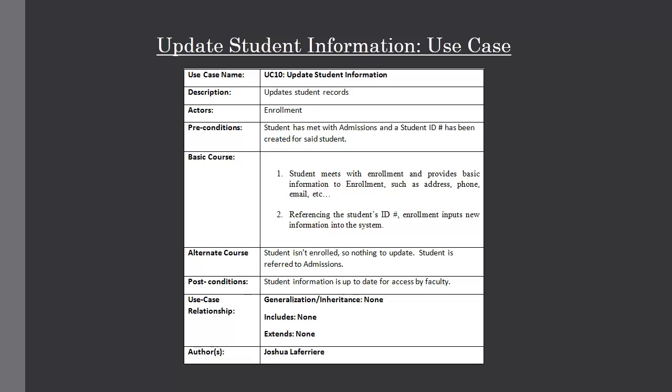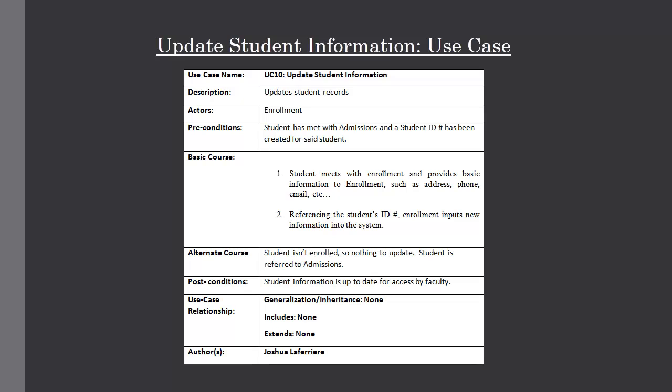So we start the process for update student info, and the first step in that is the student meets with enrollment and provides basic information to enrollment such as address, phone, email, etc. And if you look here, the student ID number is inputted to access records. The next step is referencing the student's ID number. Enrollment inputs new information into the system. So right here you see the next step: phone number, past transcripts, address, and email are updated and inputted.